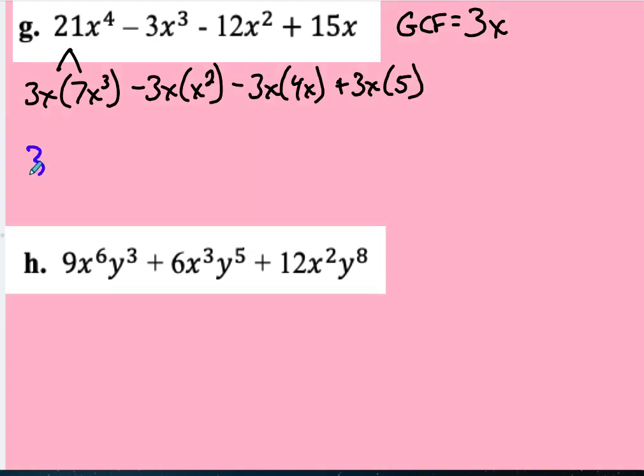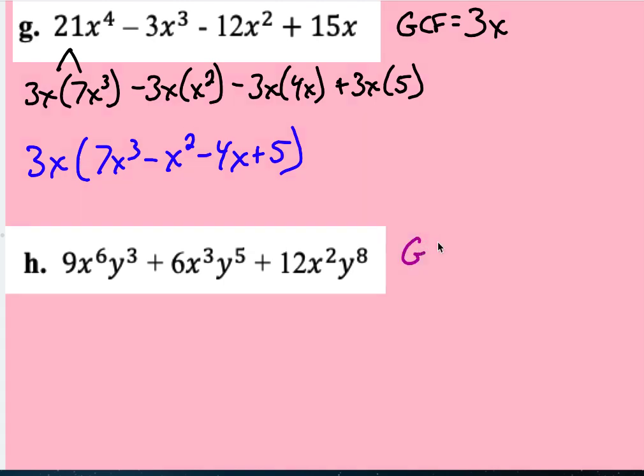So I've got that common factor of 3x. And then I've got 7x cubed minus x squared minus 4x plus 5 left over. I still have a fairly complicated expression, but at least I was able to pull out some of the terms and simplified a little bit. I brought the degree of it down a little bit.